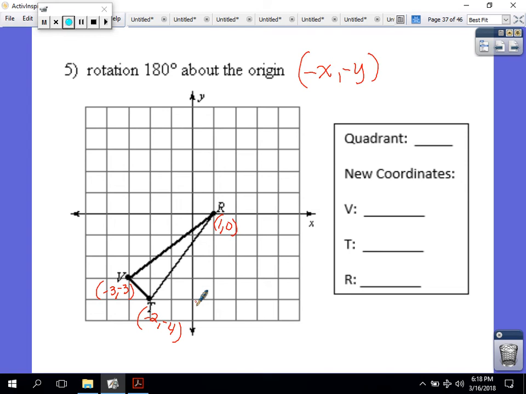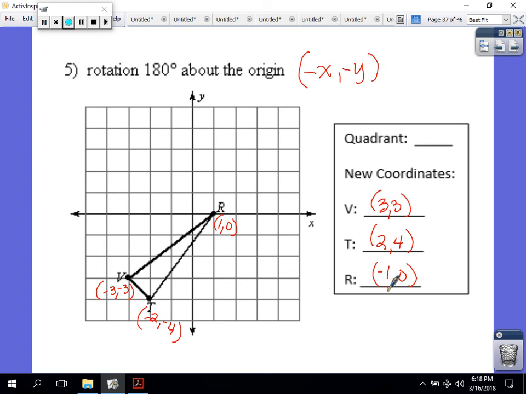All right, you should have already tried this one on your own. So I'm just going to give you the solutions. So v is 3, 3. T is 2, 4. And R is -1, 0. So to see how you did.